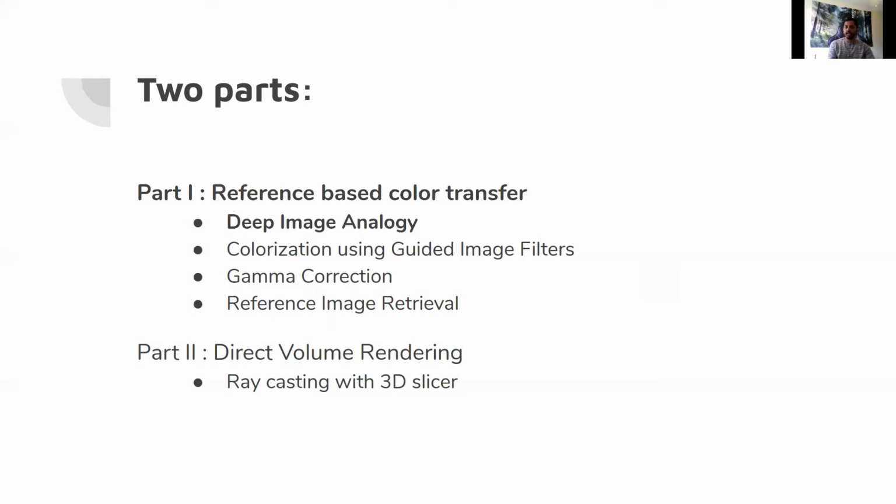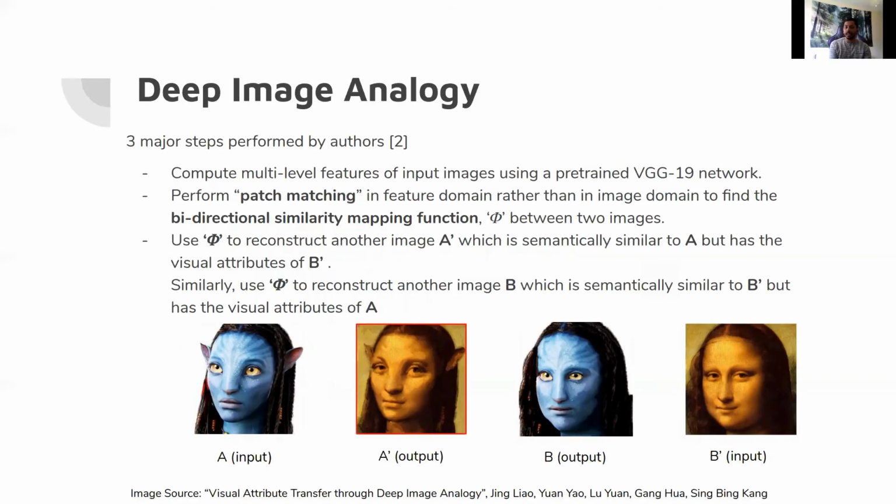So let's look at deep image analogy first. The original pipeline of the deep image analogy paper, by Liao et al., performs three major steps. First, it computes features of two input images, let's say A and B prime, at different layers of a pre-trained VGG19 network. Then in the second step, it uses those features to find deep correspondence between those images. Essentially, it uses a patch matching algorithm in the feature domain rather than in the image domain to obtain the similarity mapping function phi between those two images.